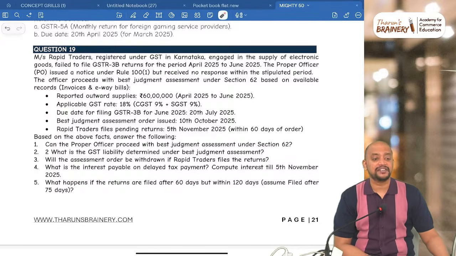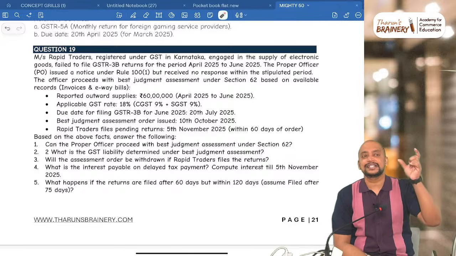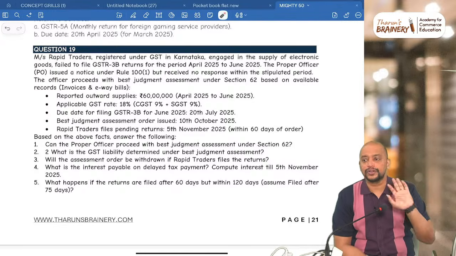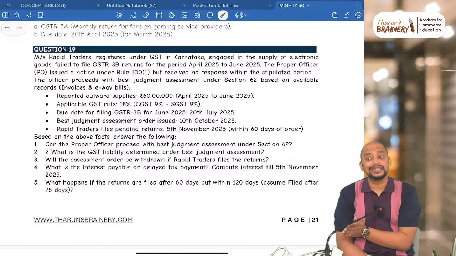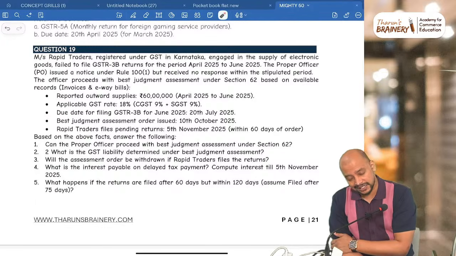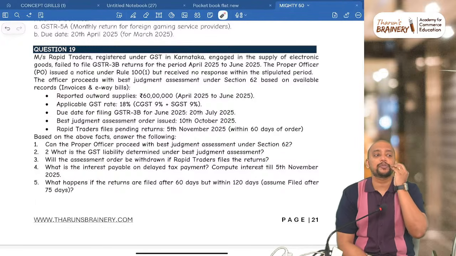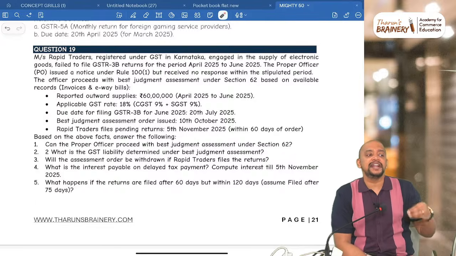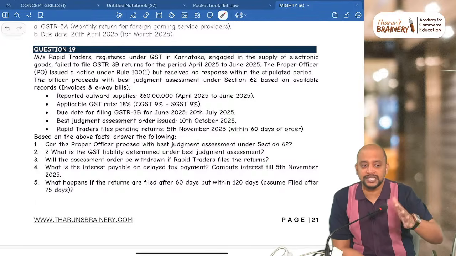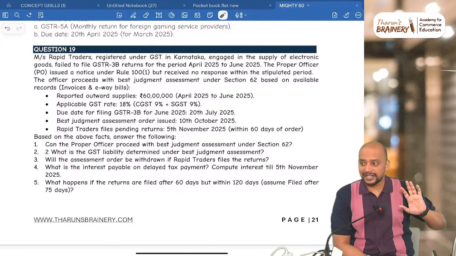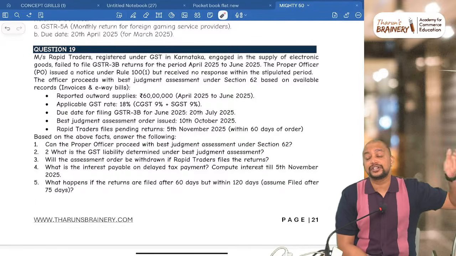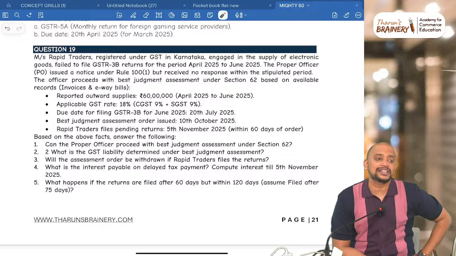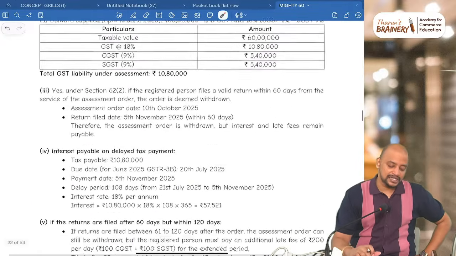Then next, what happens if the returns are filed after 60 days but within 120 days? Assume filed after 75 days. If the returns are filed within the first 60 days, no issue. Thereafter there is an extension period of 60 days, but if you file the returns in that extended period, you need to pay 100 rupees per day for every day of delay. There is no maximum, 100 rupees per day. So in this case the normal late fee is also there for 75 days. In addition, there is an extra late fee under this section of 100 rupees per day for 15 days.